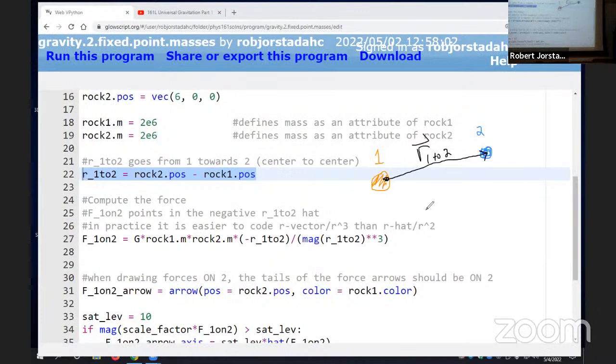Now, when I do this, notice this is like the final position, and this is like the initial position. So that's why it's final minus initial. If you can get that down, hopefully tomorrow's code will go well.